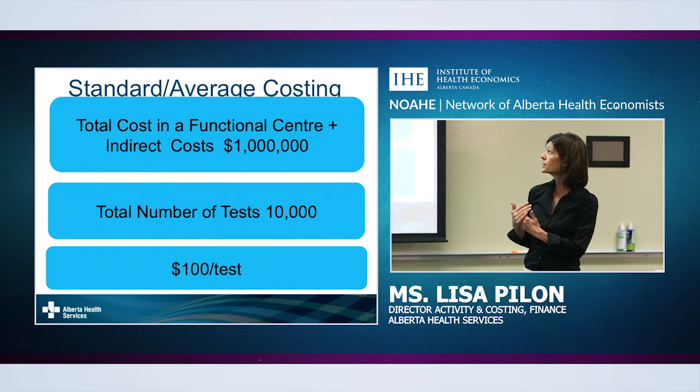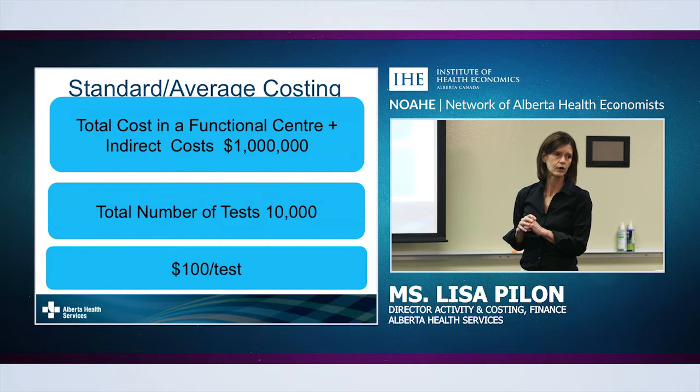If you look at a standard average cost, this is an example. Now I'm using the word functional center, and that's AHS terminology. But what it really means is all the charges that go into one account code.